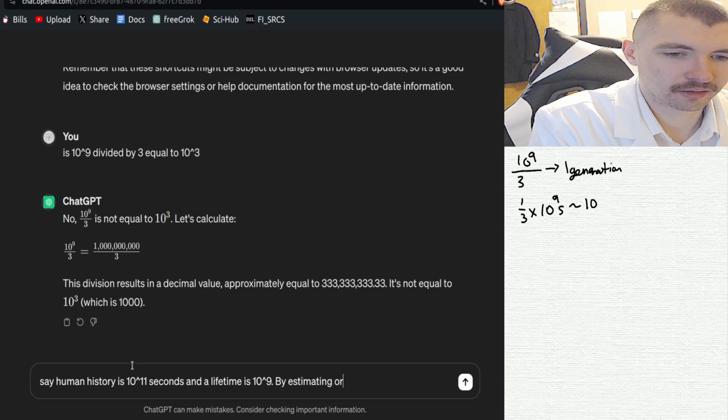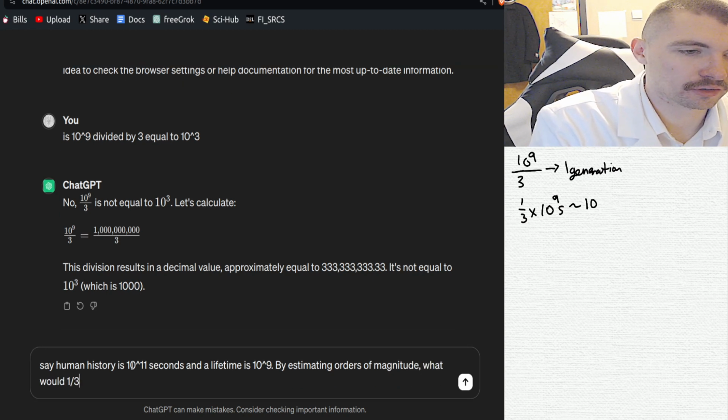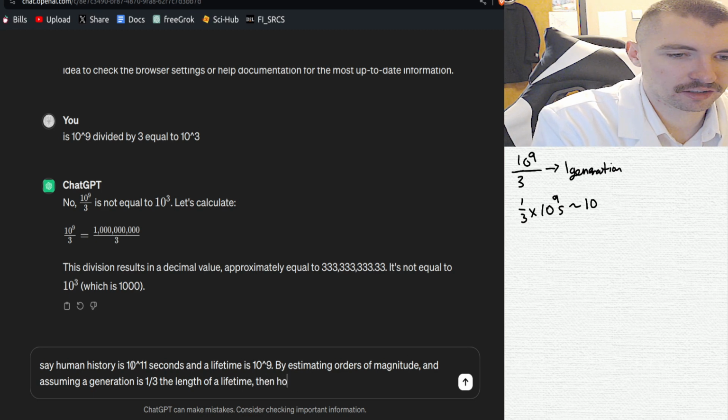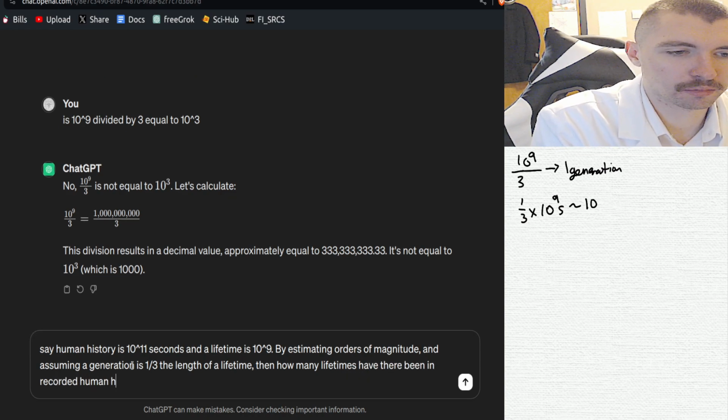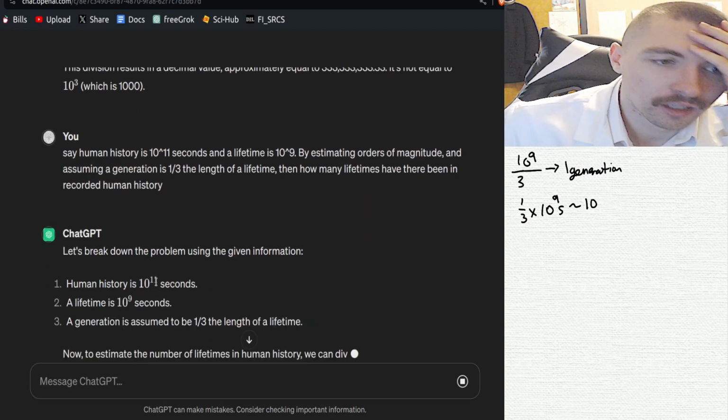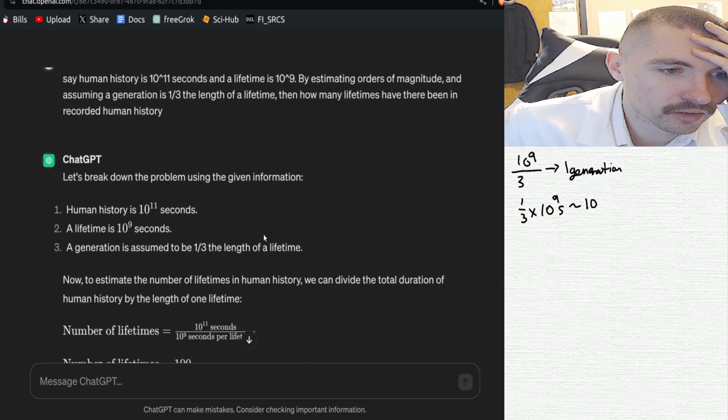By estimating orders of magnitude, and assuming a generation is 1/3 the length of a lifetime, how many lifetimes have there been in recorded human history? I want to see how this does it.